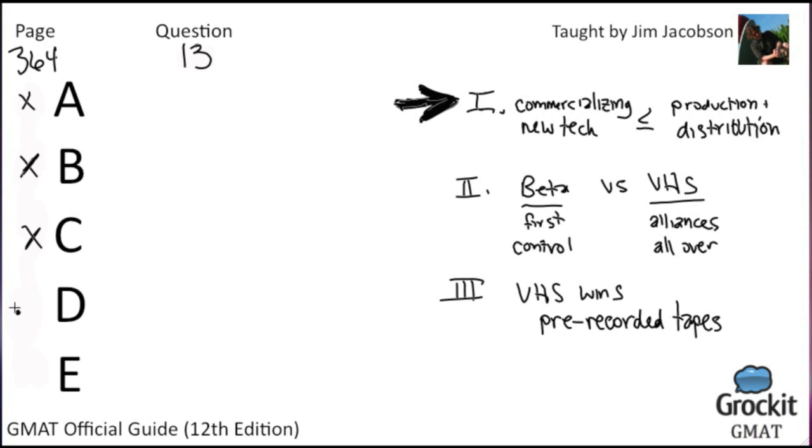D, establishing technological leadership in order to shape product definitions in advance of competing firms. This is, again, very similar to choice B, where it's talking about being first to the market. Those are the advantages of being the first to the market. The successful business in our case study was not the first to the market, so it's not D either. E, emphasizing the development of methods for the mass production and distribution of a new technology. Again, that's exactly what we predicted, that production and distribution were better than being the first to the market. So it is answer choice E.